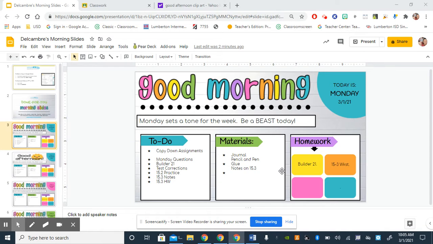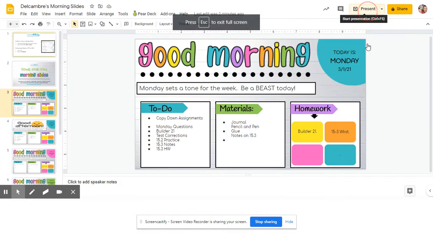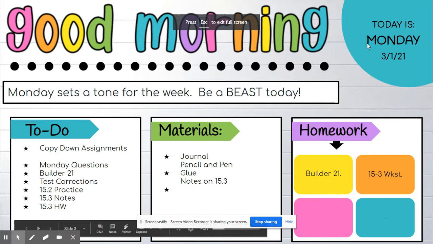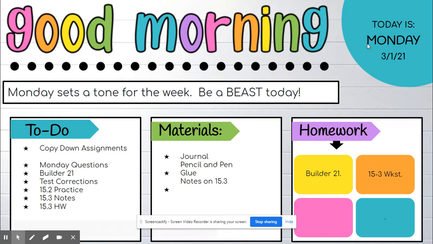Today's Monday, March 1st, and here is a rundown of our day. So you will need to copy down the assignments. I'll go over the week in review. We'll go over Builder 21.